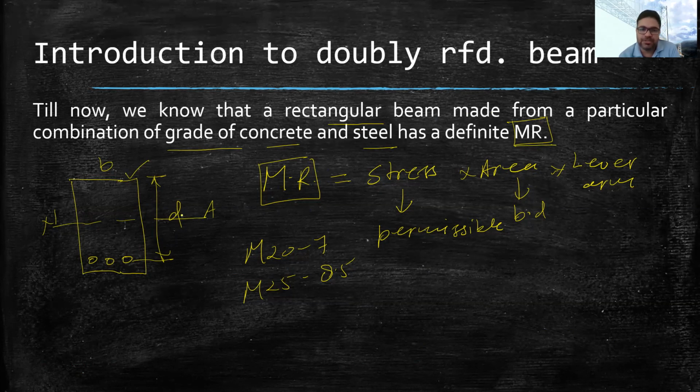So now we have an option: either we increase the grade of concrete. For example, in the earlier case, if we are using M20, then what we can do is increase the grade of concrete. Similarly, for the steel grade, if we were earlier using Fe250, in that case, what we can do is increase the grade of steel, say Fe415. Now, that is one option.